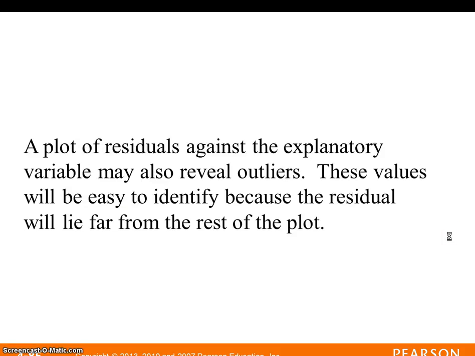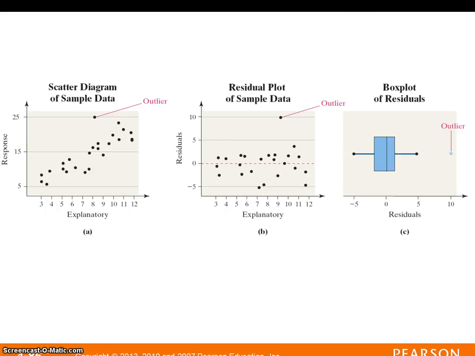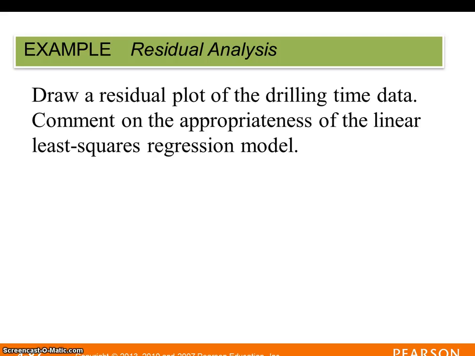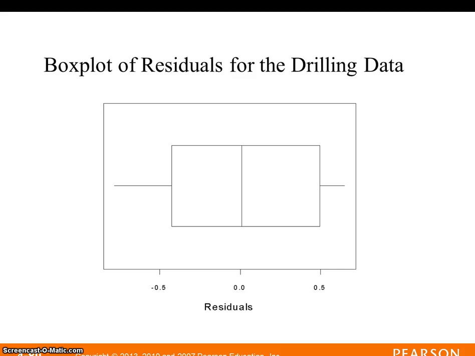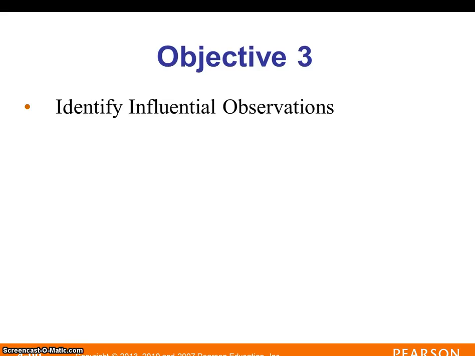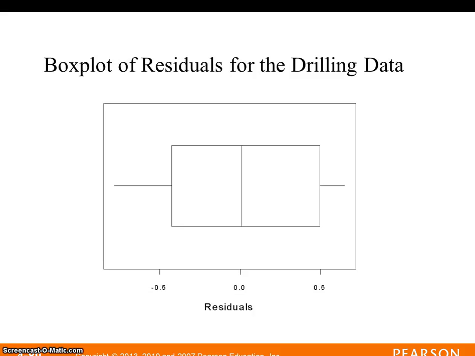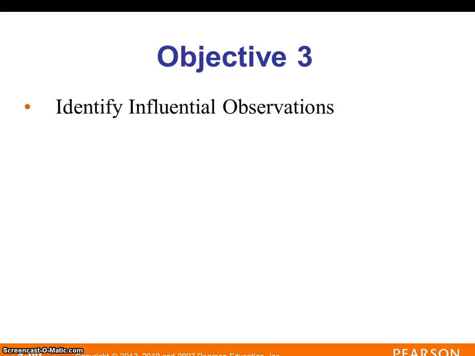So a plot of the residuals against the explanatory variable may also reveal outliers, and these values will be easily identified because the residuals lie far from the rest of the plot. So here's an example. Let's say we want to draw a residual plot for the drilling time data that we looked at. So again, this is pretty scattered around, right? A box plot of the residuals for the drilling data looks like this, and you can see that does kind of show you whether they're outliers or not.